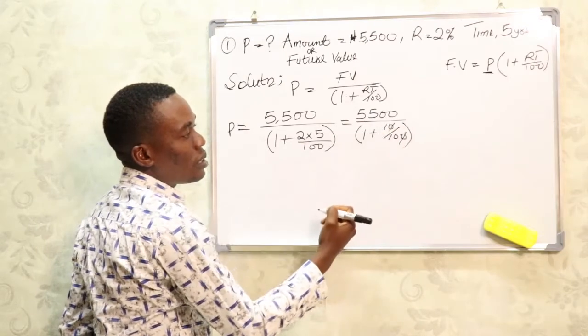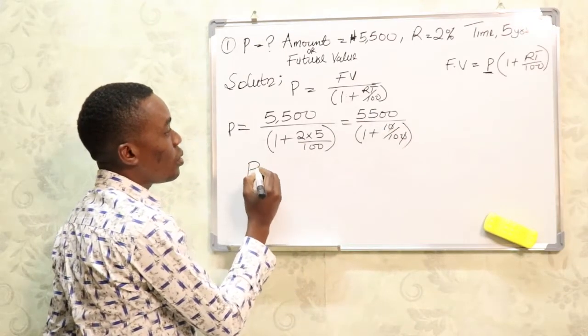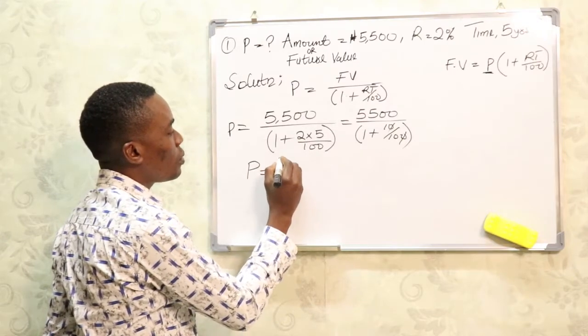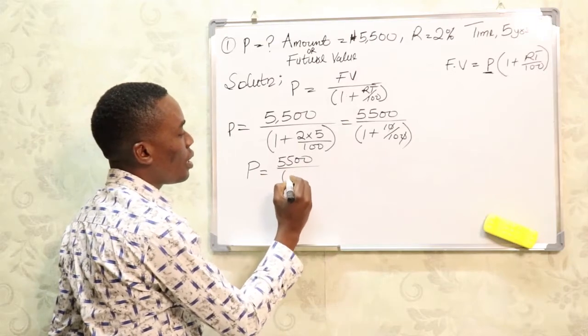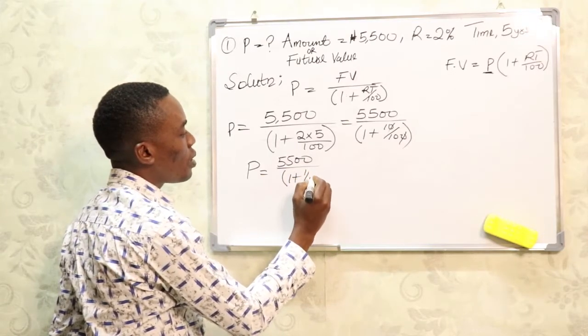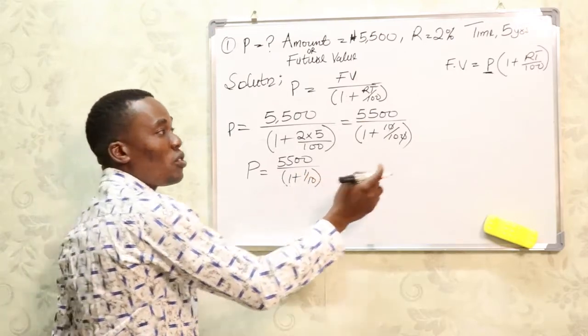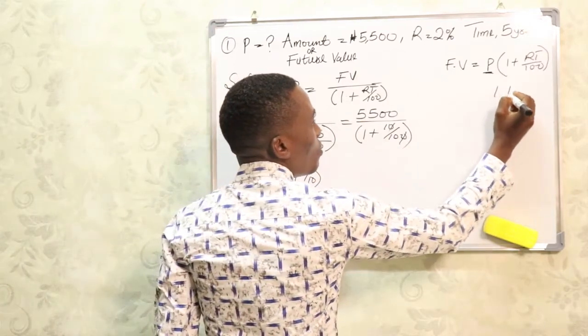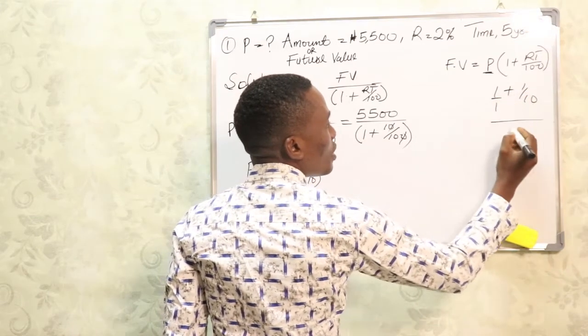Now let's simplify this further. This will cancel, and that will give you 1 over 10. So our principal will now be equal to 5,500 divided by 1 plus 1 over 10. Now we want to simplify this 1 plus 1 over 10, using our normal simplification method.